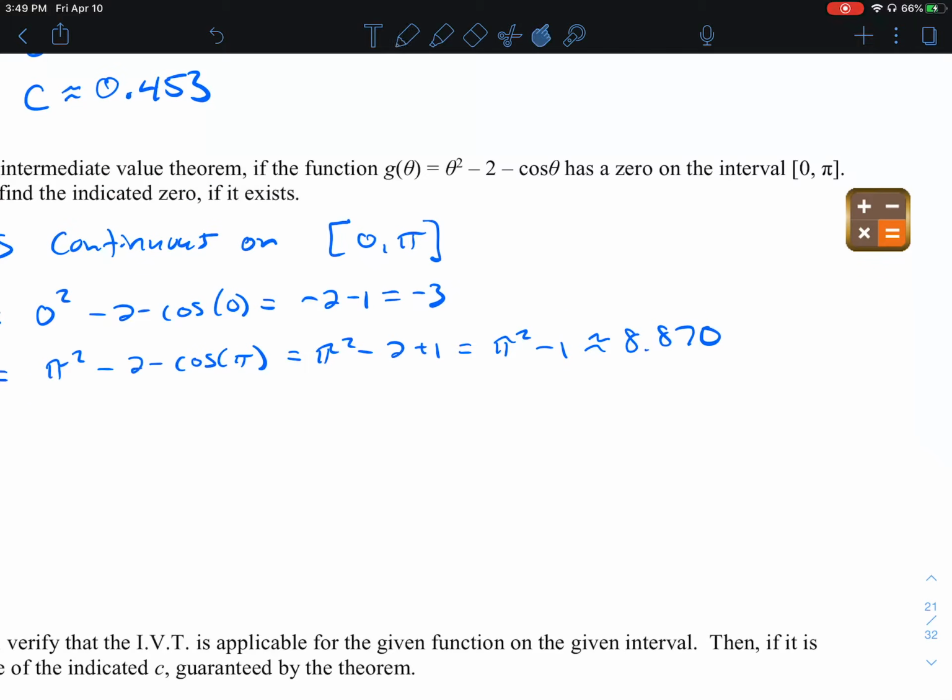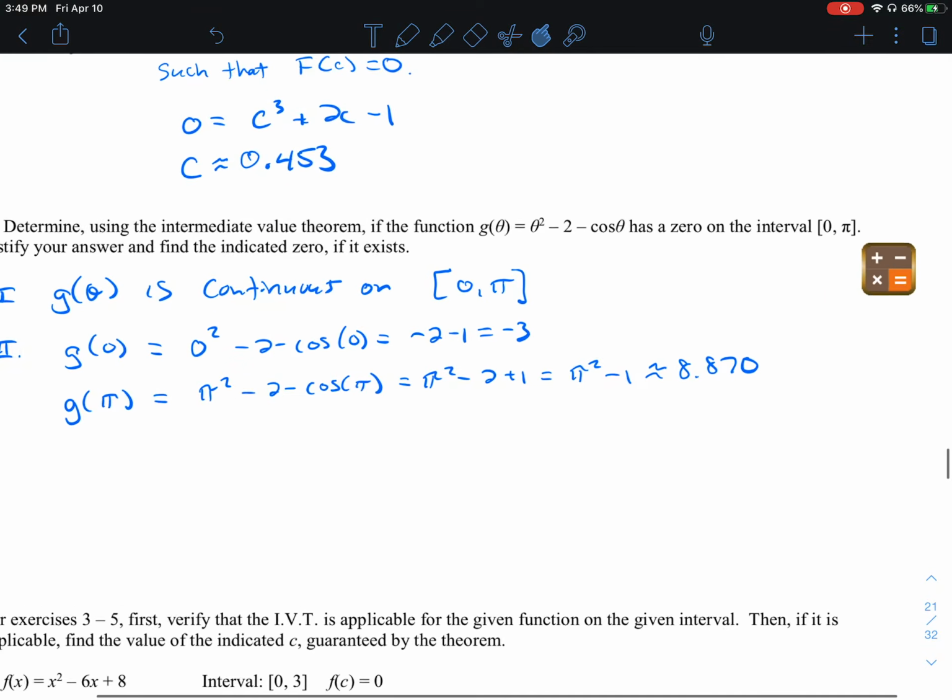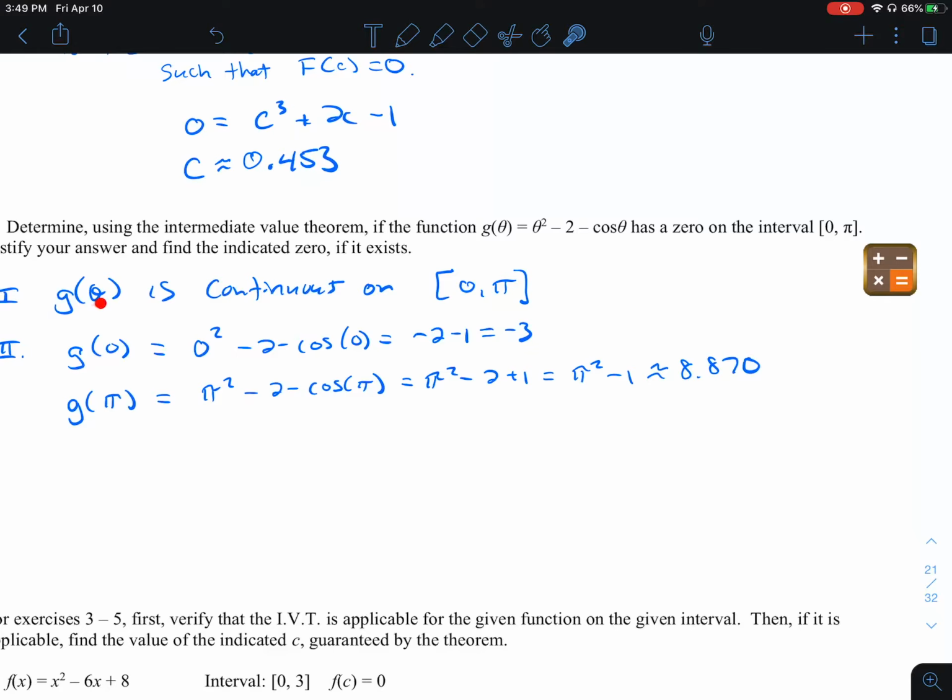So the intermediate value theorem is going to apply because g of theta is continuous on this interval. The y value that we are in search of, which is 0, is between negative 3 and this. So g of 0 is less than g of c, which is 0, which is less than, I don't want to say that, which is less than g of pi.